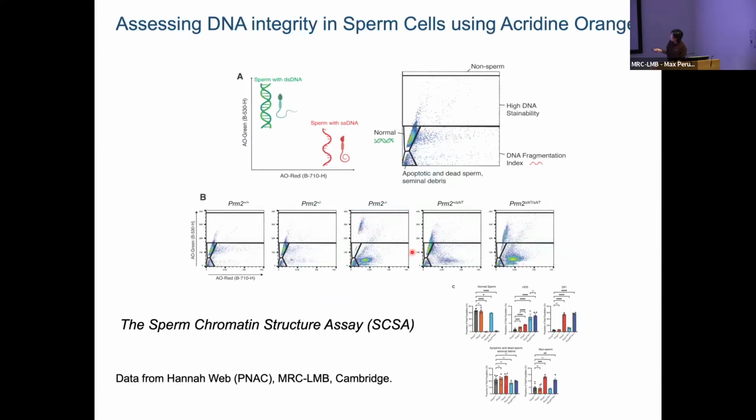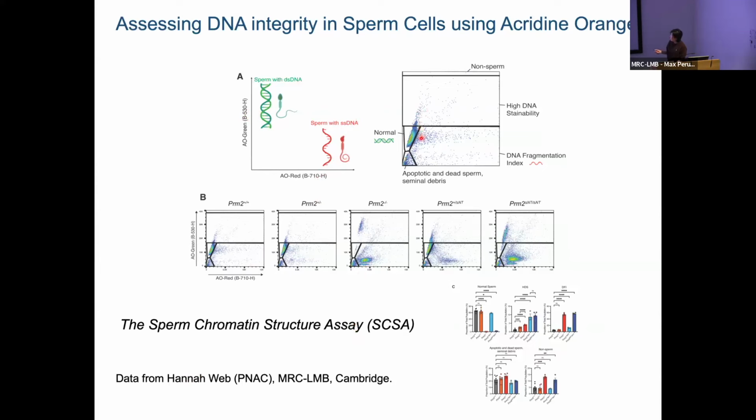We can also use acridine orange to assess DNA integrity. And Anna Webb from PNAC did this beautiful experiment to assess DNA integrity in sperm cells. Acridine orange intercalates into double-stranded DNA and emits green, and it stacks on single-stranded DNA and emits red. There's a protocol called the sperm chromatin structure assay. If you're interested, you can look it up.